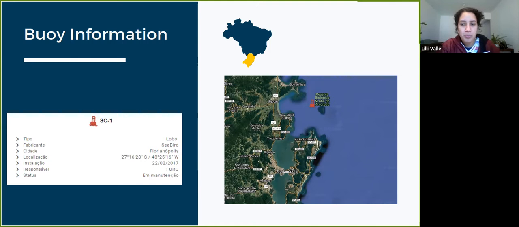Information about the buoy: it is called SC1 and was implemented along the Brazilian coast, more specifically in Rebio Arvoredo, that is on the side of the island of Florianópolis, on the coast of Santa Catarina, in the south of Brazil, in South America.